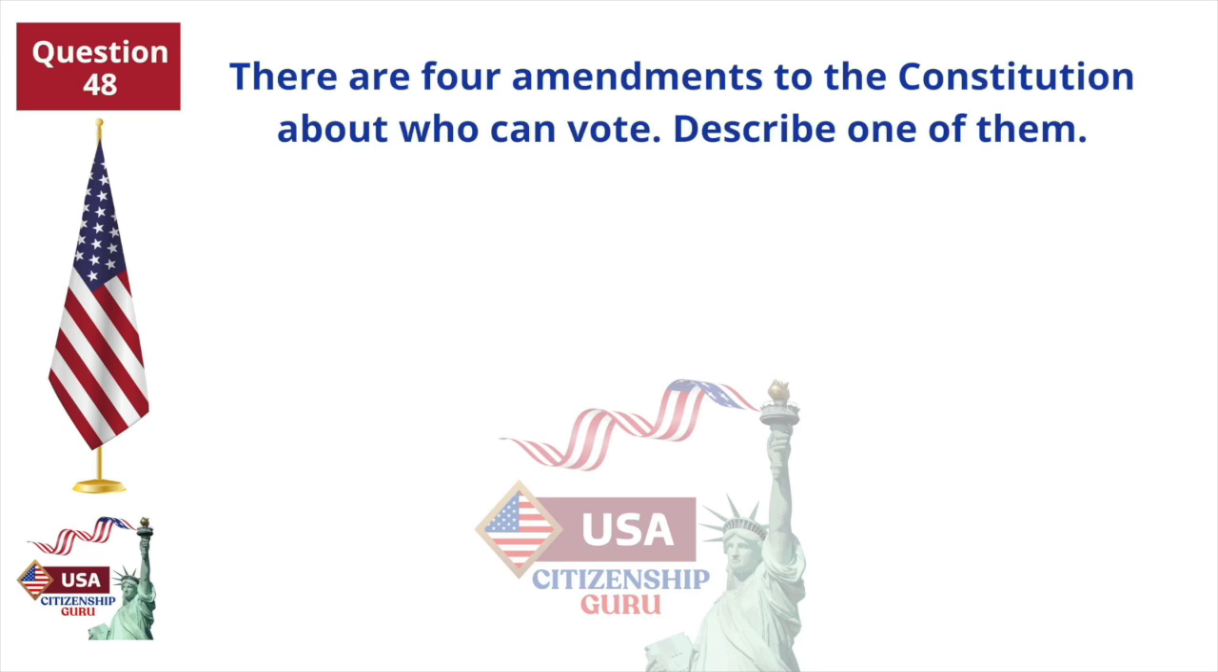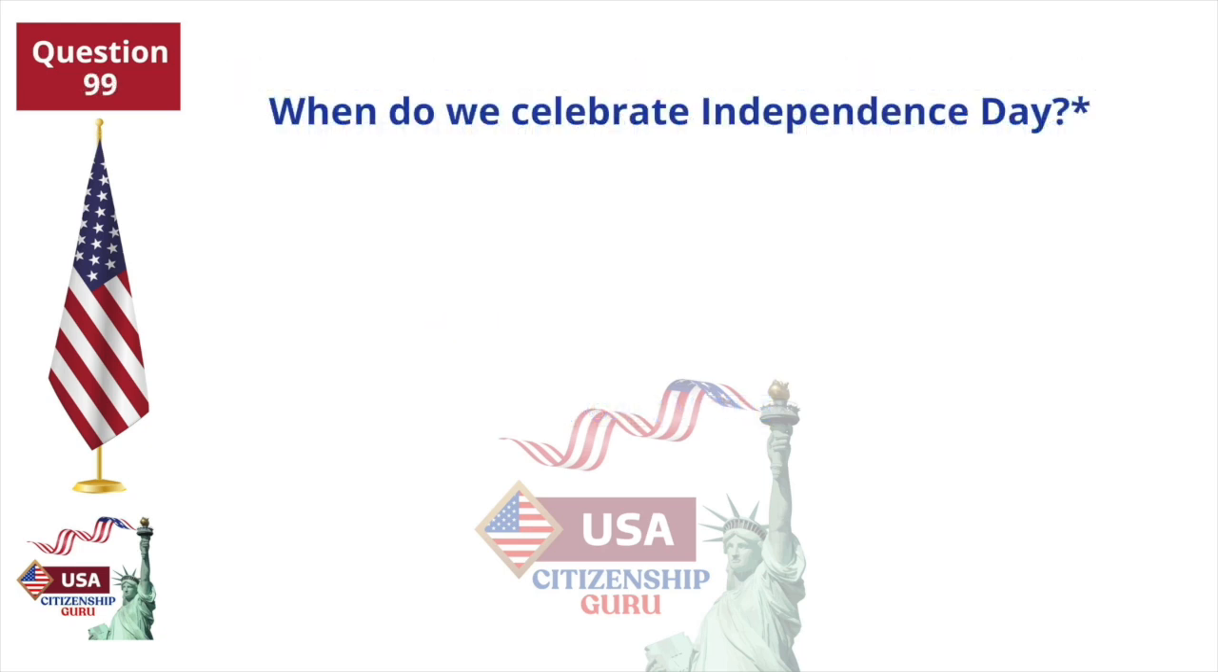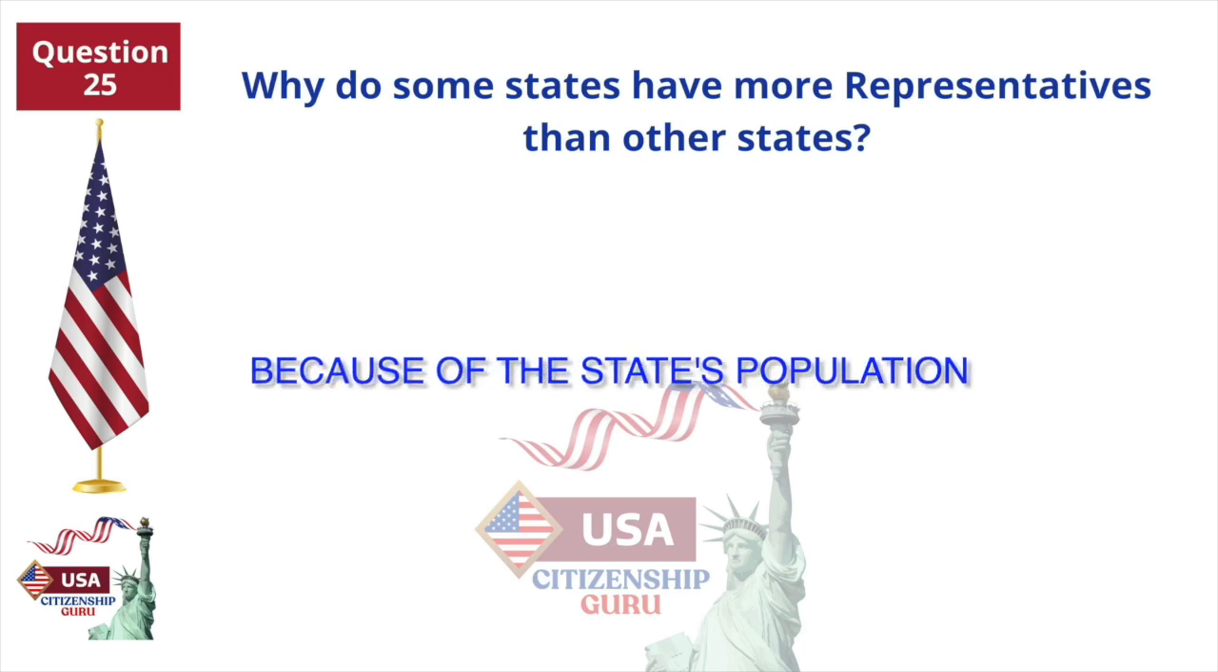There are 4 amendments to the Constitution about who can vote. Describe one of them. Citizens 18 and older can vote. When do we celebrate Independence Day? July 4. Why do some states have more representatives than other states? Because of the state's population.